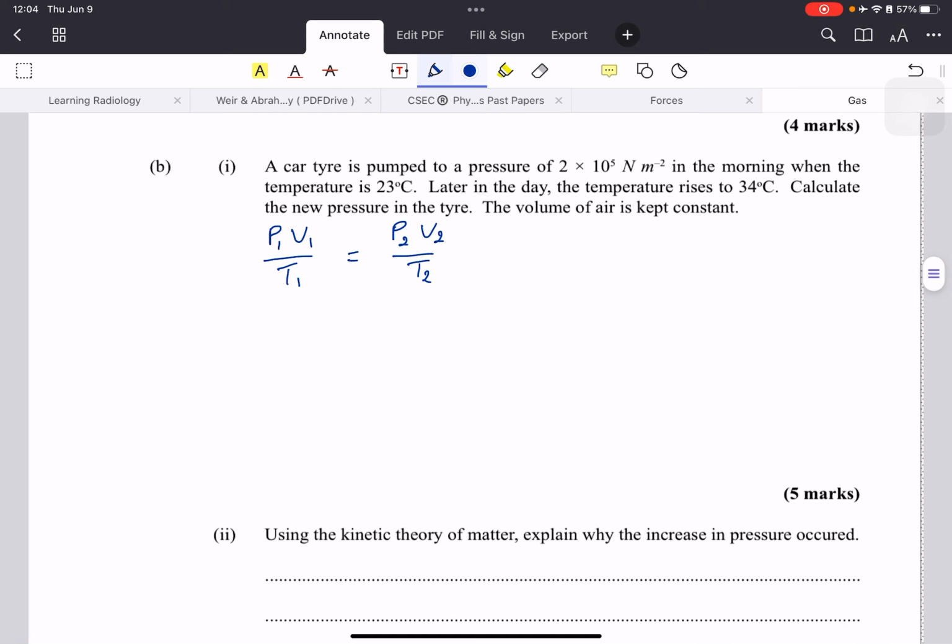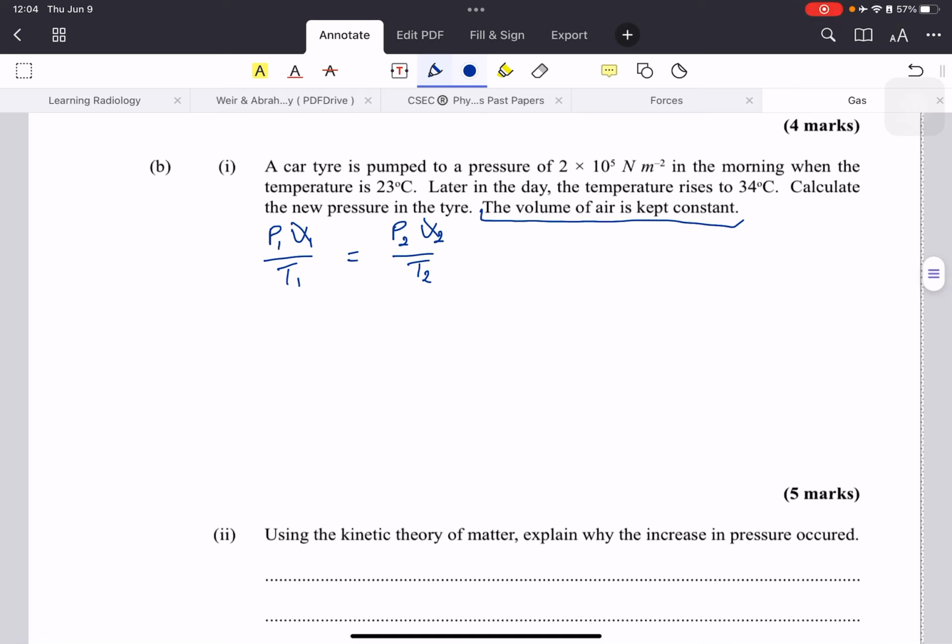So the volume of air is kept constant, which means that in our formula, we don't need to pay attention to the volume because it's the same thing, right? The volume does not change, so we could actually just scratch off the volume from our formula, and we are left with P1 over T1 is equal to P2 over T2. Now all that's left to do is put in the values there.